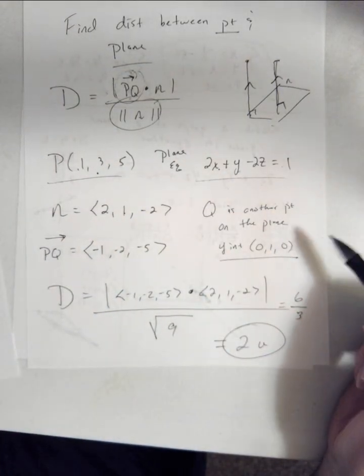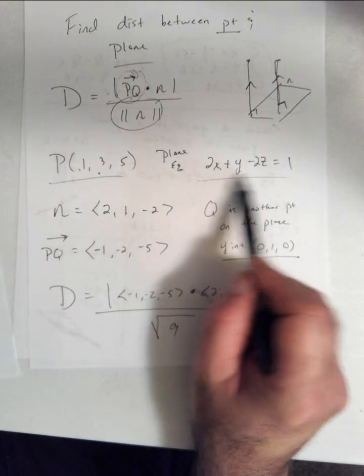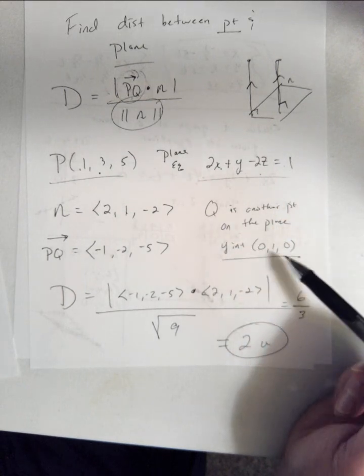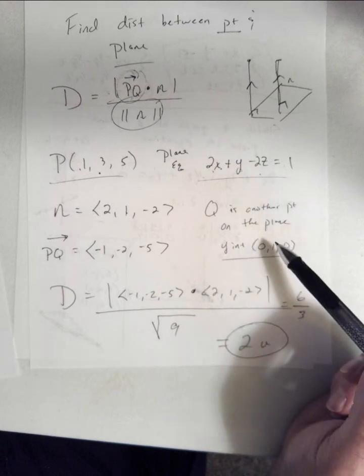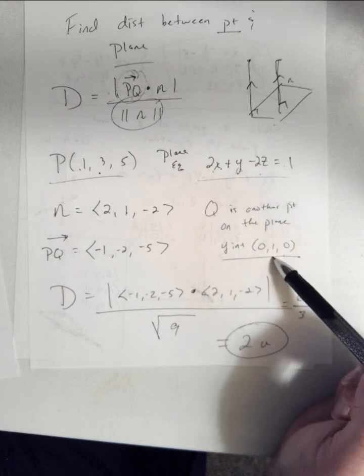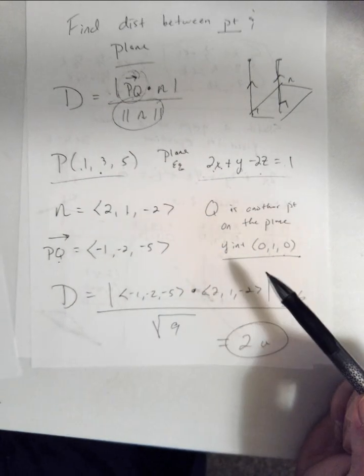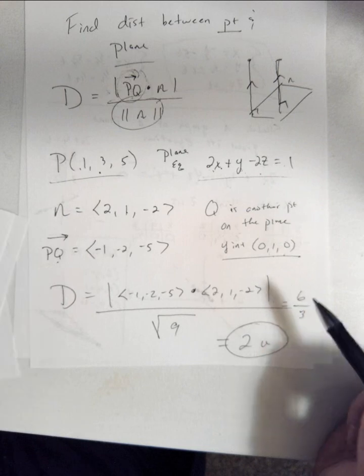So again, what are the steps involved? Get your normal vector. That's quick and easy because we know it's A, B, and C. Find a point on the plane, and again, any intercept will do, X, Y, or Z. Make it easy on yourself. Find PQ, which means we've got to translate to the origin, and then just plug into the formula. And we are good to go.